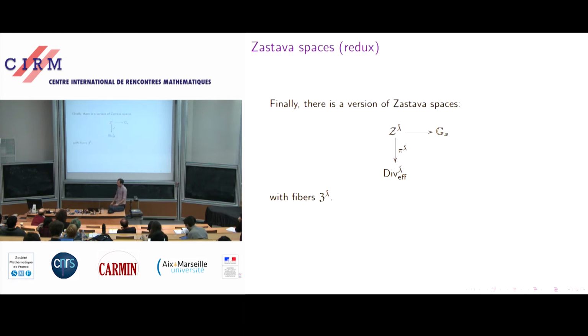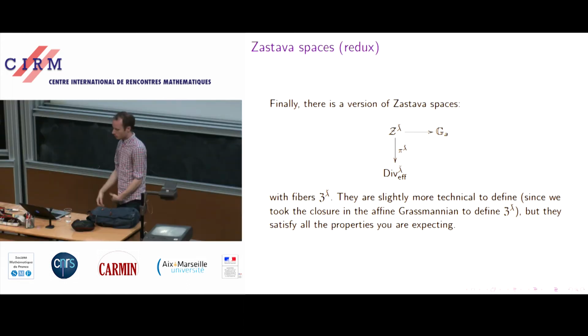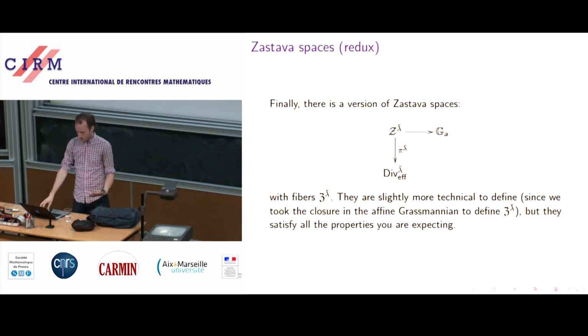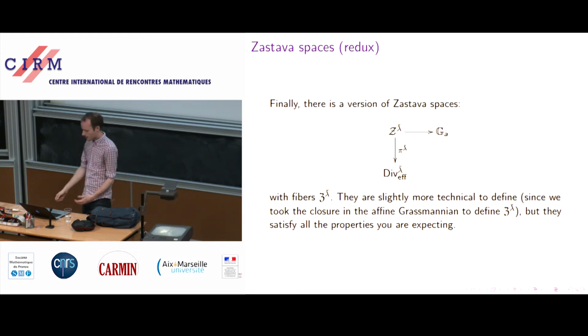OK, finally, I'm going to state that there's a version of this Zastava space that's like the closed, this partial compactification of Zastava space from before. So it has a map to GA, and it has a second map to the space of divisors, and the fibers are the spaces we saw before. It's just completely everything you expect. The only thing is that they're slightly more technical to define. We took the closure in the affine Grassmannian before in order to define the fibers. So you don't need to know the definition. Ivan gave the definition yesterday in terms of the affine closures, but you just take on faith that they exist.